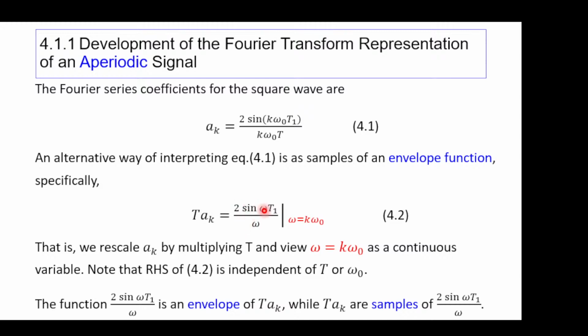So we can reverse the thinking here. We have this enveloping function T a_k, and a_k is actually just taking points of this enveloping function at omega equal to k omega naught. So 2 sine(omega T1) over omega is the envelope, and for T a_k you are just taking samples from it.